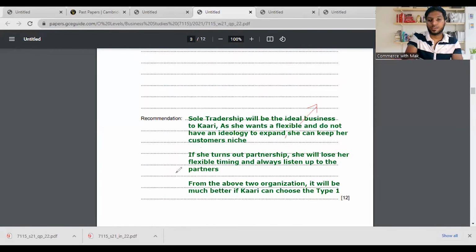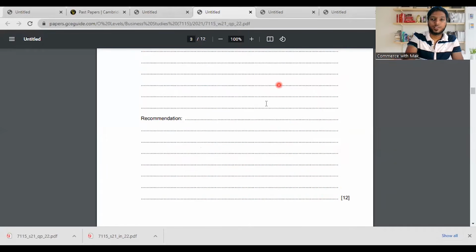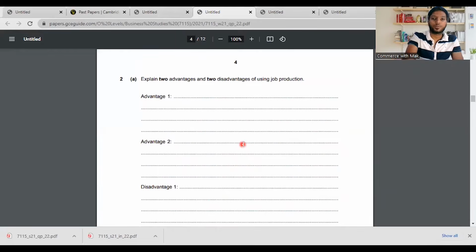From the above two organizations, it will be much better if Kari can choose type 1, which I have explained to you completely, in question number 1. So we'll move on to question number 2 now. I'm going to erase this off, guys. Let's move on to the second part of the question.